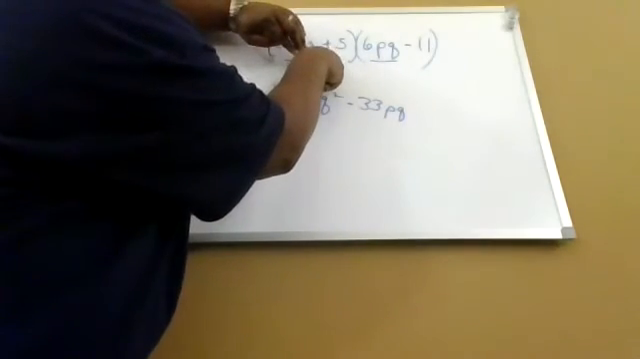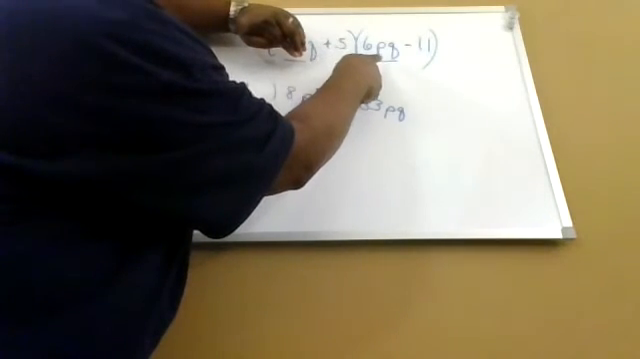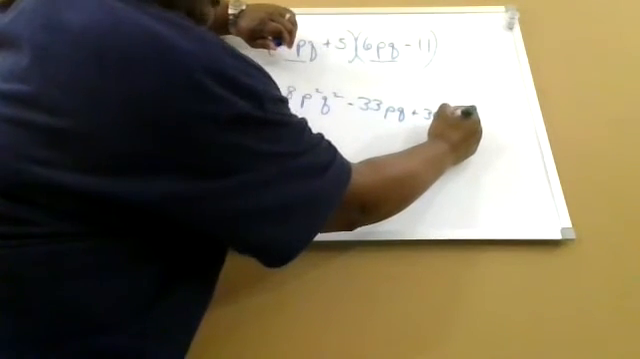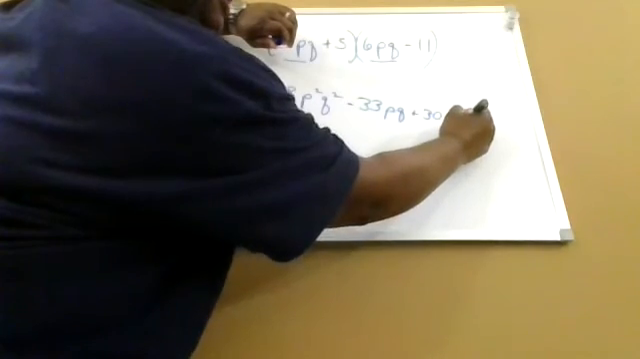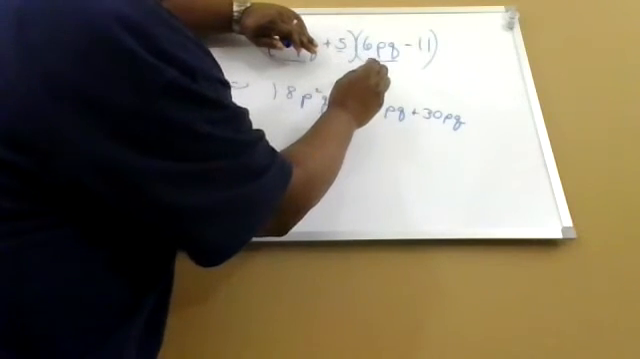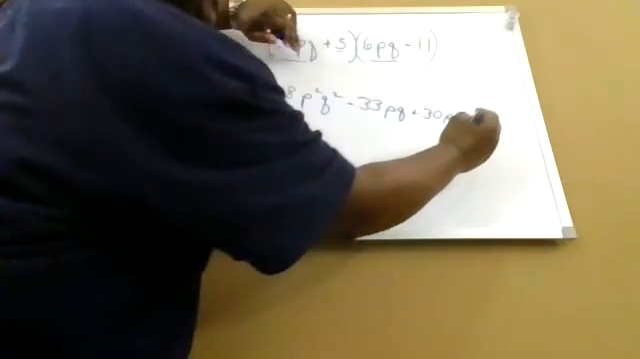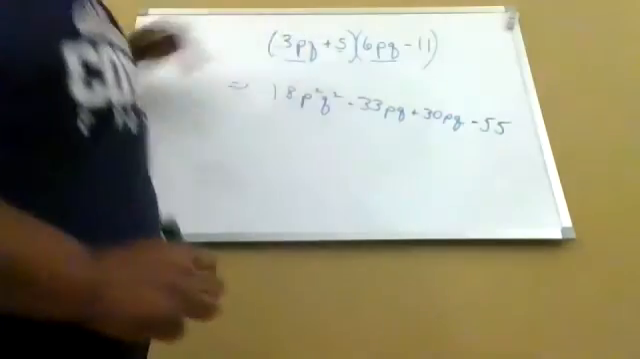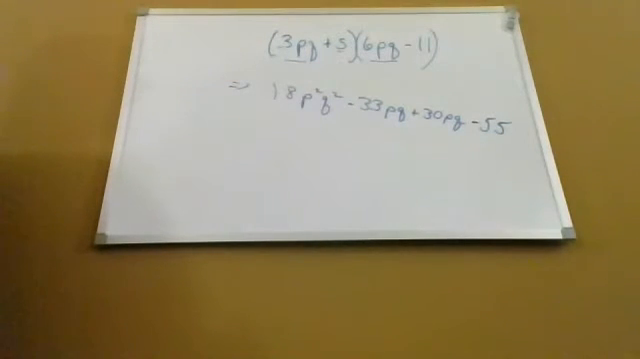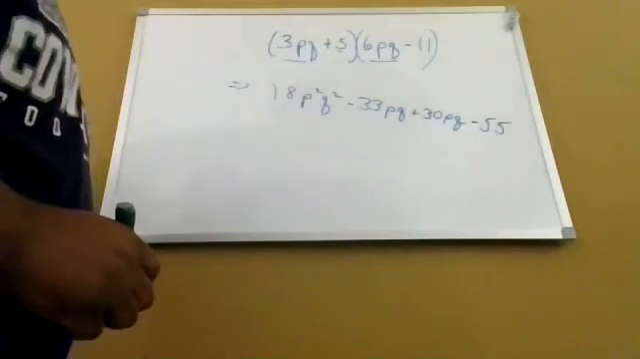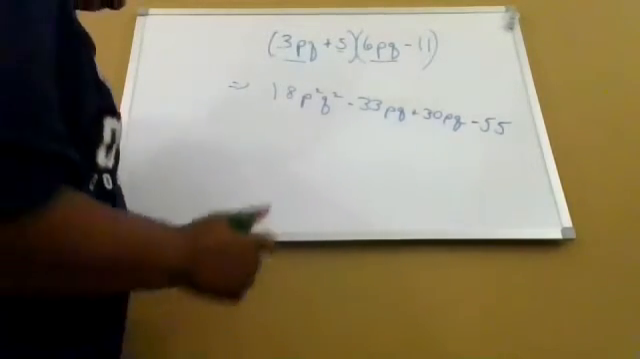So 5 times 6 gives me 30, and bring down the P and the Q. And then the 5 times the negative 11 would give me negative 55. Here I can combine like terms, and I'm going to underline the terms that we can't combine.